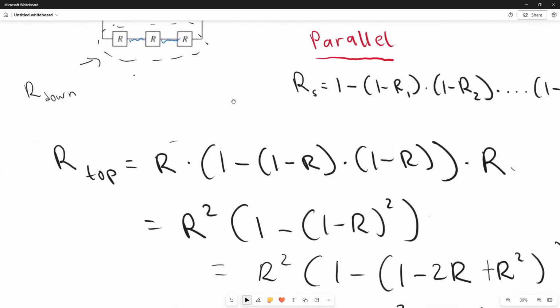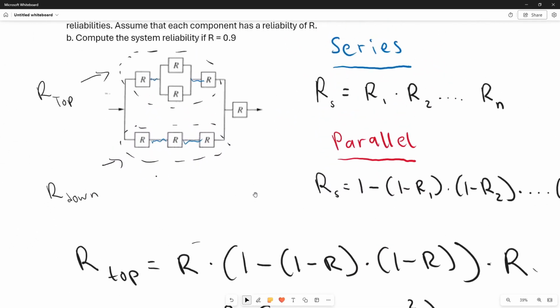So for our top, we start from here. Series, the first R times, now all this is in parallel. So we do the first R times 1 minus R times 1 minus R again. This first one is 1 minus R. The second one is also 1 minus R. And then don't forget it's in series right here with this last R. So we're doing this top right now.